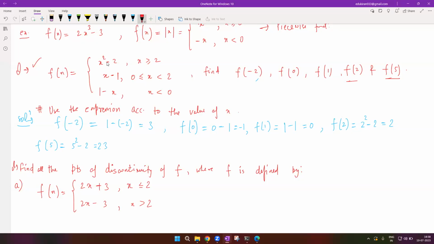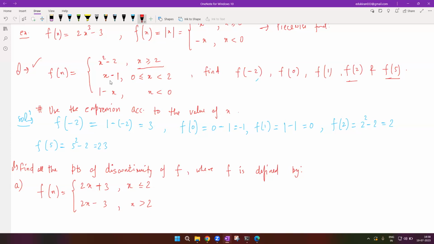This function has 3 expressions. If this function has 3 expressions, then there must be 2 breaking points for it. What are the breaking points? See, this is the breaking point. If x is greater than or equal to 2, the function is something different. And if x is less than or equal to 2, the function is something different.